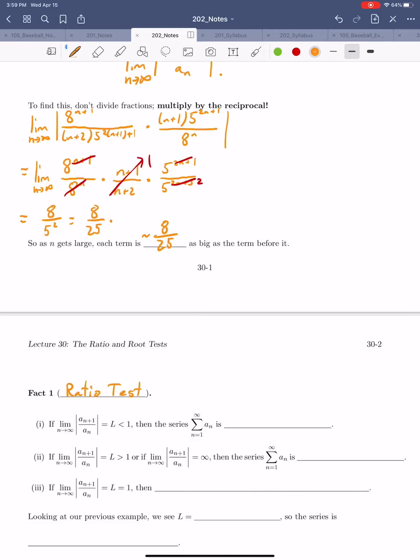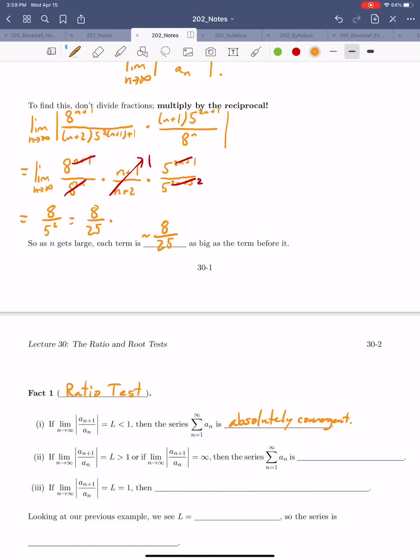The ratio test says the following. Three possible scenarios, right? If we take the limit as n approaches infinity of the absolute value of the n plus first term over the nth term, and we get that it's strictly less than 1, then the series is absolutely convergent.